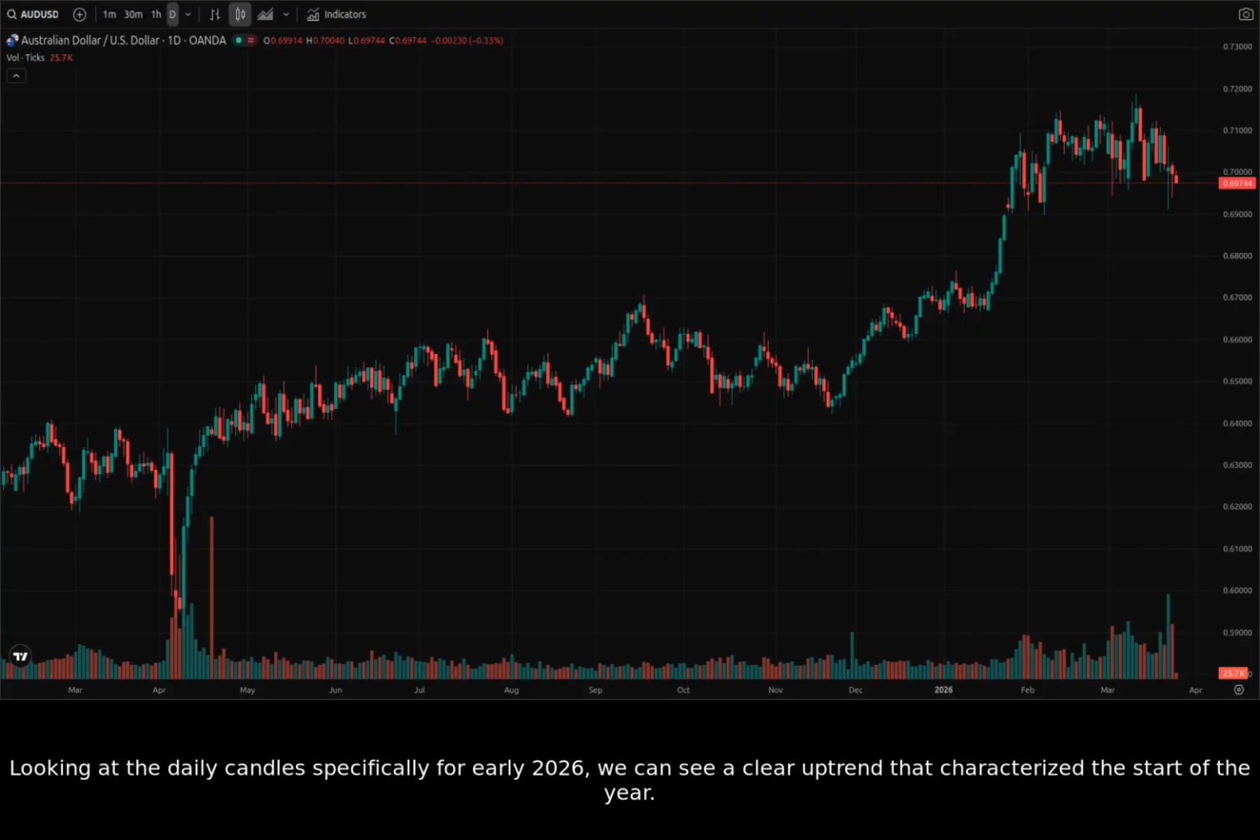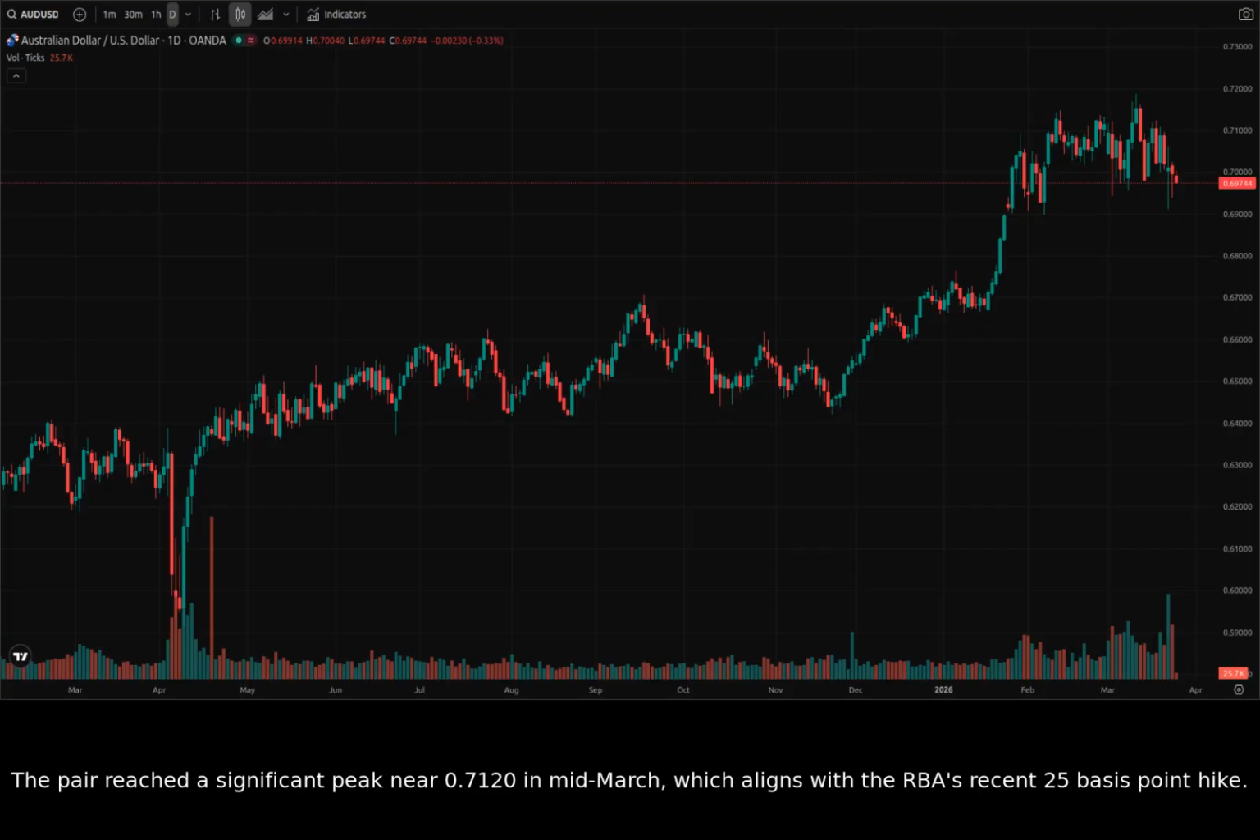Looking at the daily candles specifically for early 2026, we can see a clear uptrend that characterized the start of the year. The pair reached a significant peak near 0.7120 in mid-March, which aligns with the RBA's recent 25 basis point hike. Since then, we have seen a sharp reversal as the geopolitical risk premium was aggressively priced into the US dollar. Note the consecutive red candles leading down to the 0.6980 level, where we are currently consolidating.